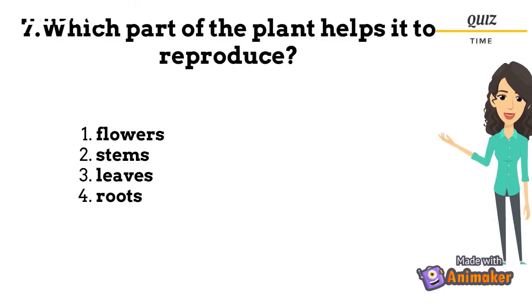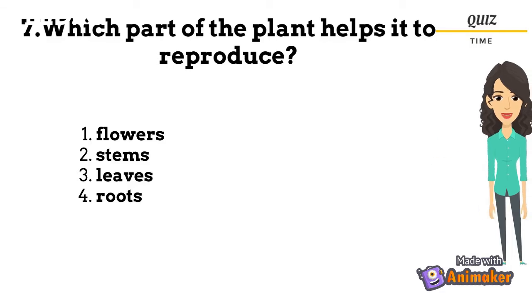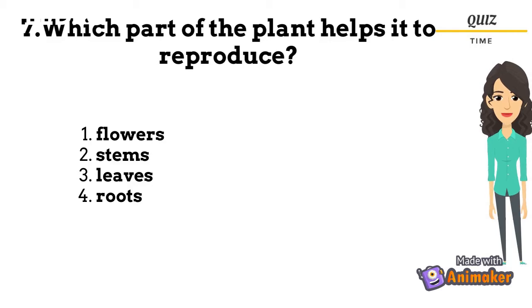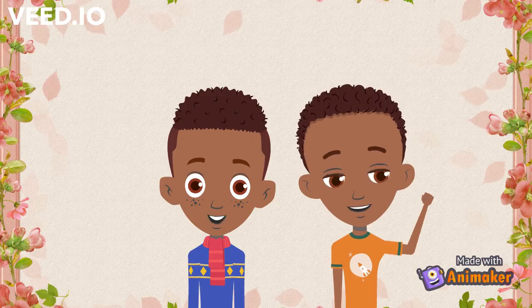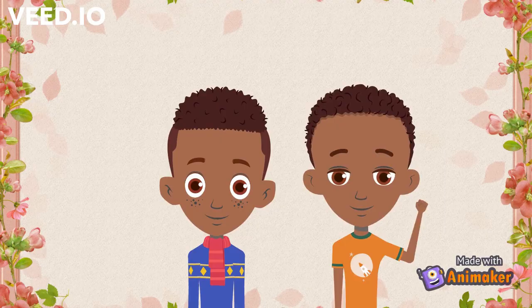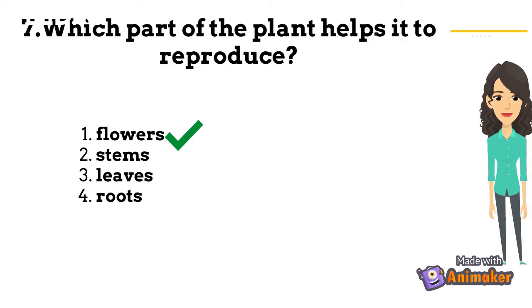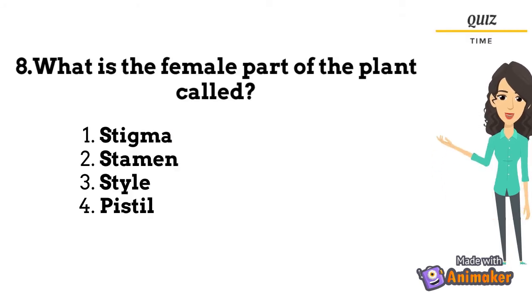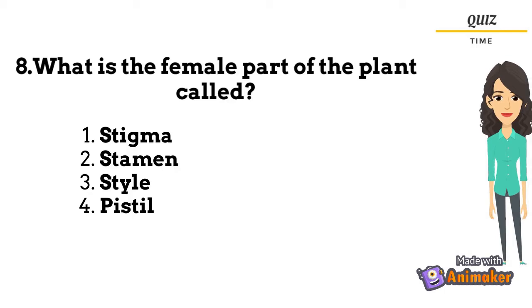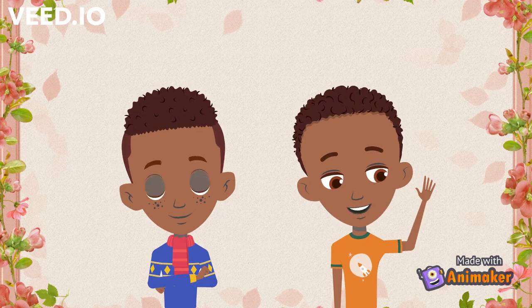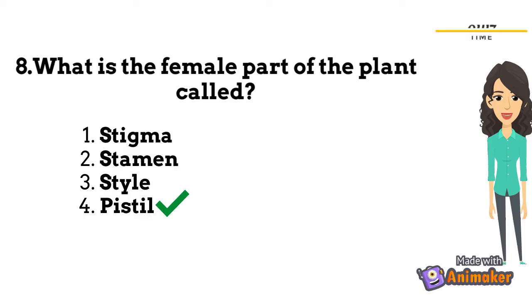Which part of the plant helps it to reproduce? The options are flowers, stems, leaves, roots. Flower. You both are right. The answer is flower. What is the female part of the plant called? The options are stigma, stamen, style, pistil. It is called pistil. Very good. Pistil is the right answer.